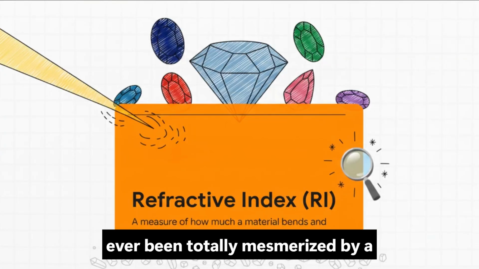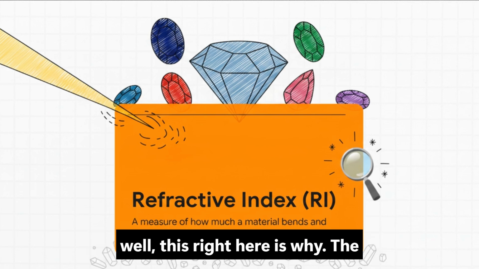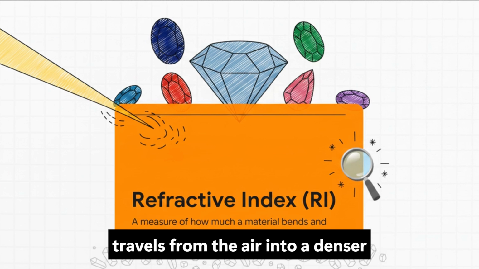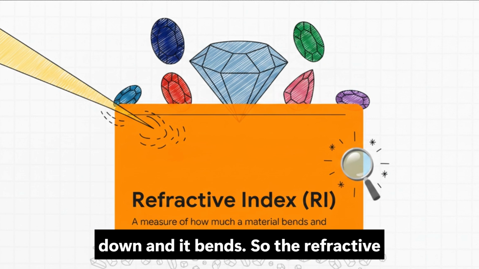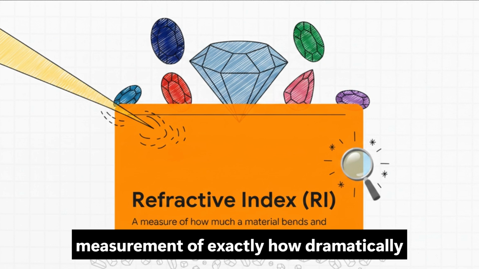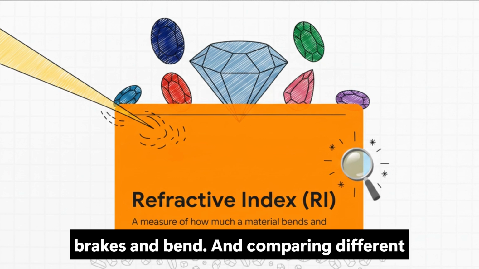If you've ever been totally mesmerized by a gemstone tilting under a jeweler's light, well, this right here is why. The refractive index, or RI, is essentially a stone's sparkle number. When light travels from the air into a denser material like a gem, it naturally slows down and it bends. So the refractive index is really just a numerical measurement of exactly how dramatically the material forces that light to hit the brakes and bend.